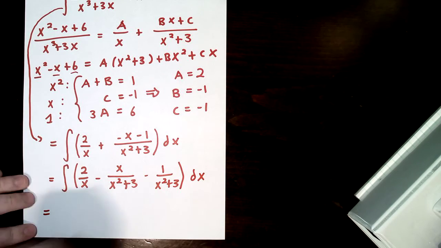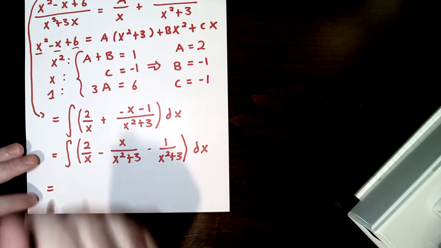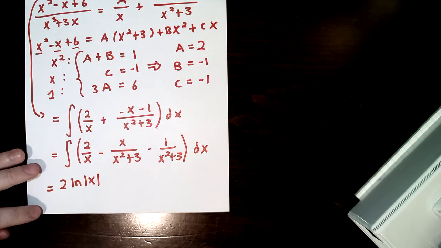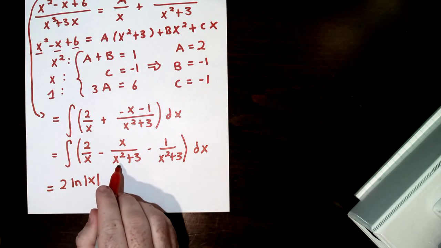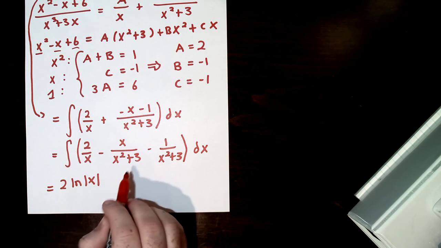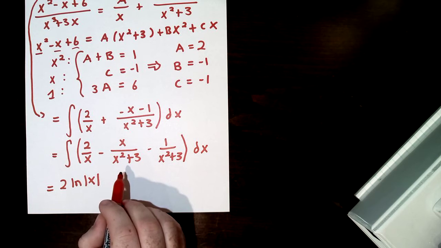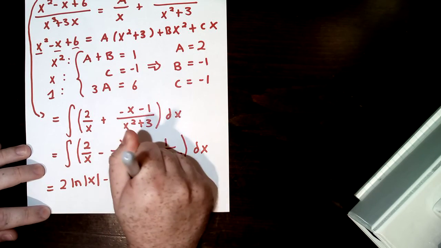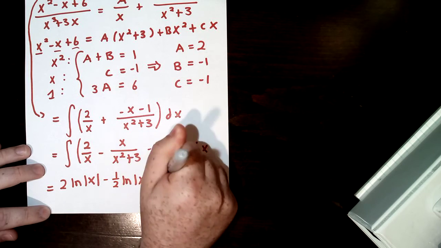So the 2 over x, that's a very simple one. That's just going to be 2 times the log of x. And then over here, for the second portion, if we let u be x squared plus 3, it's a simple u substitution problem. And then we would obtain -1/2 times the log of x squared plus 3.